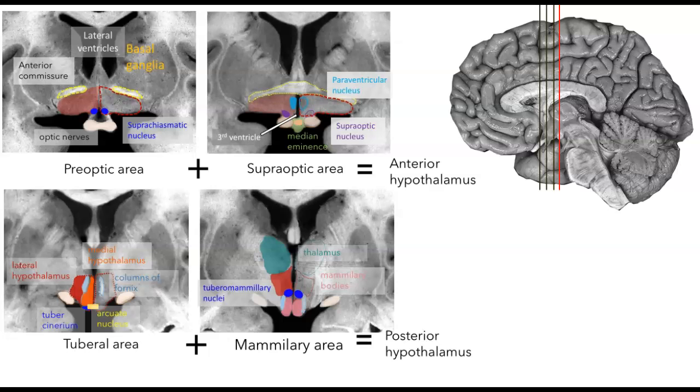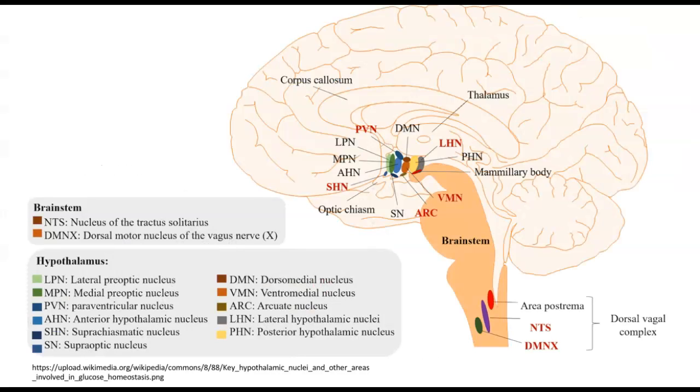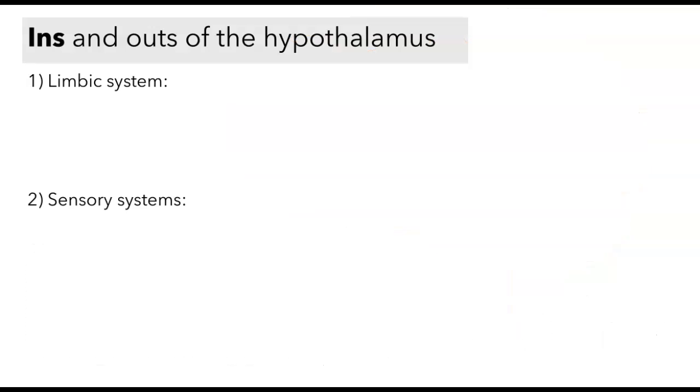Well, I know I've gone through a lot of detail here, but often you'll see figures like this, which seem overwhelming when we try to figure out what's going on. And if you remember to break it down and think about anterior versus posterior, dorsal versus ventral, medial versus lateral, you'll have a better sense for where things are. Well, now that we've talked about the anatomy of the hypothalamus, let's look in a little bit more detail about the ins and the outs.